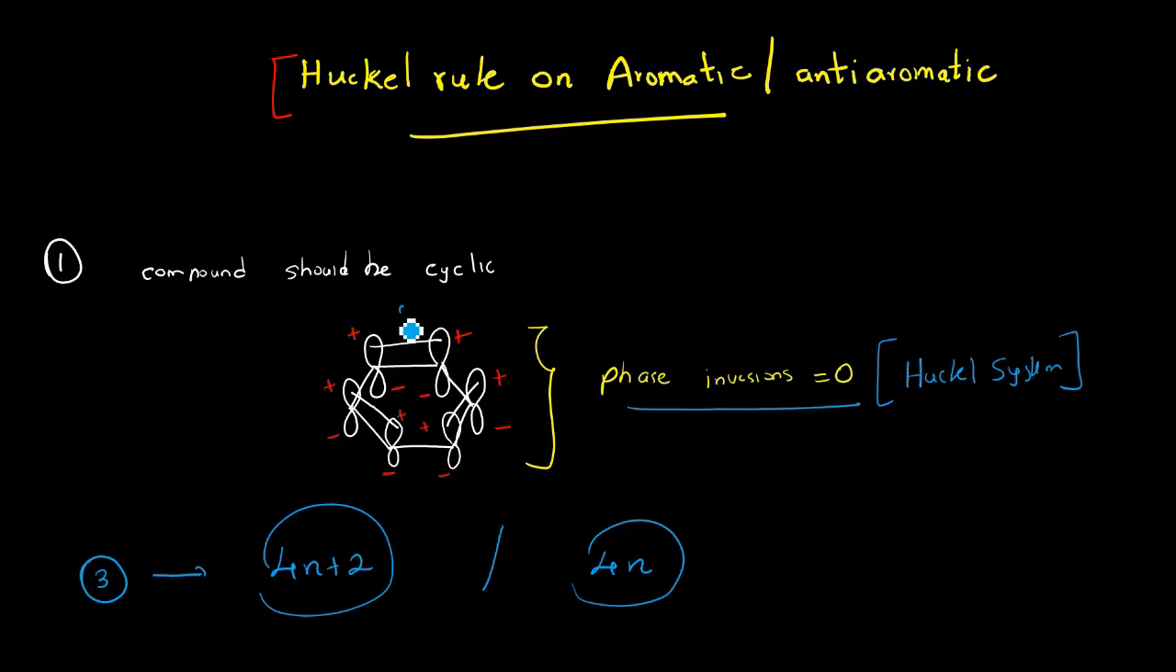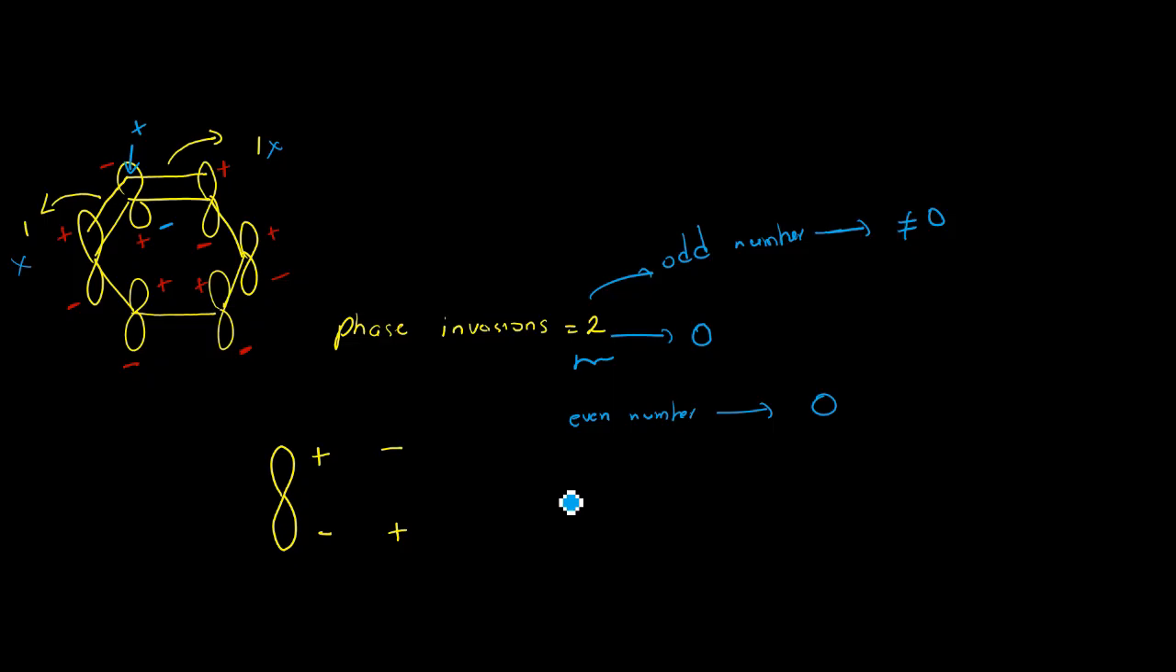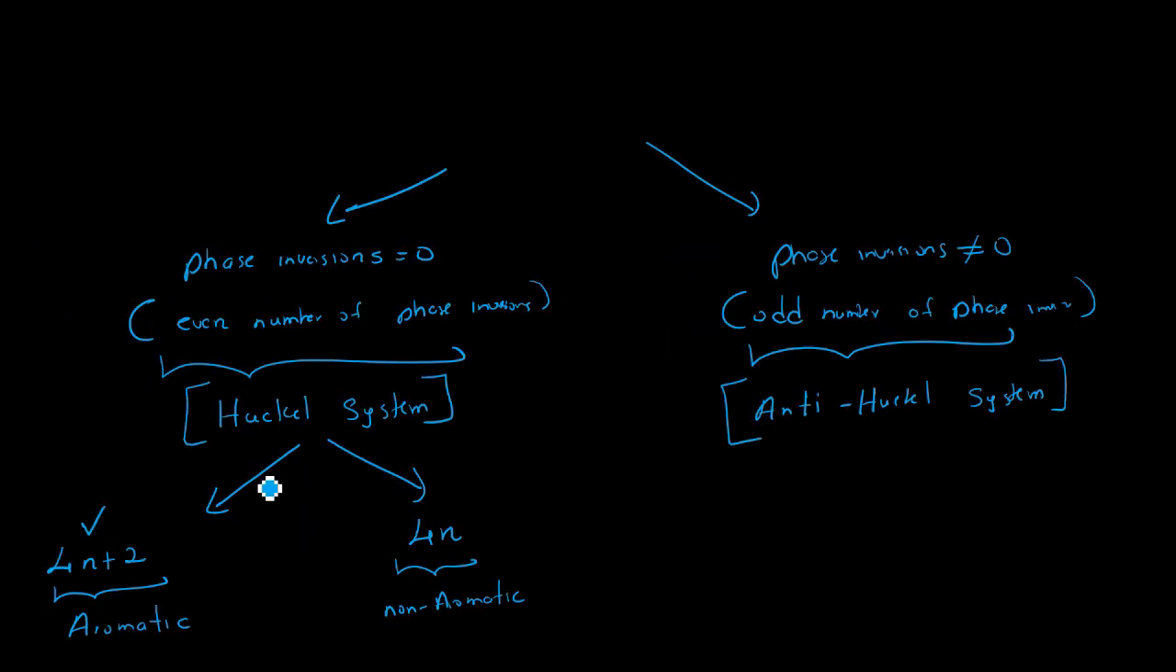So here you have 2, 2 and 2. Total is 6, right? Total is 6. Which means it follows this rule, right? 4n plus 2. 4 times 1 plus 2. So this particular structure follows the 4n plus 2 rule, which means here it's aromatic.